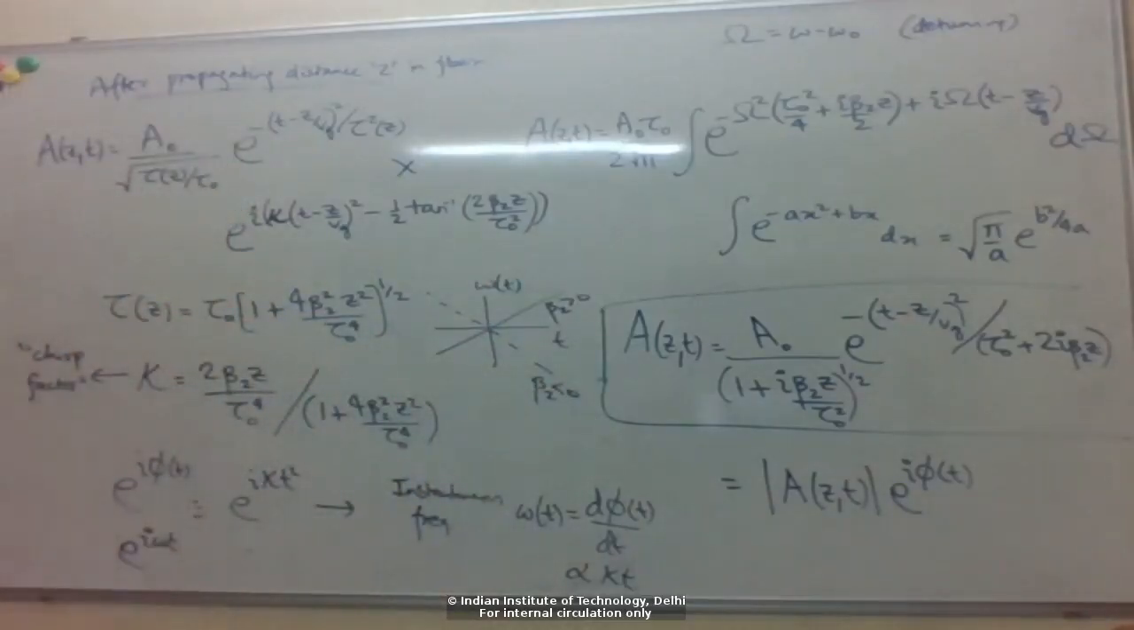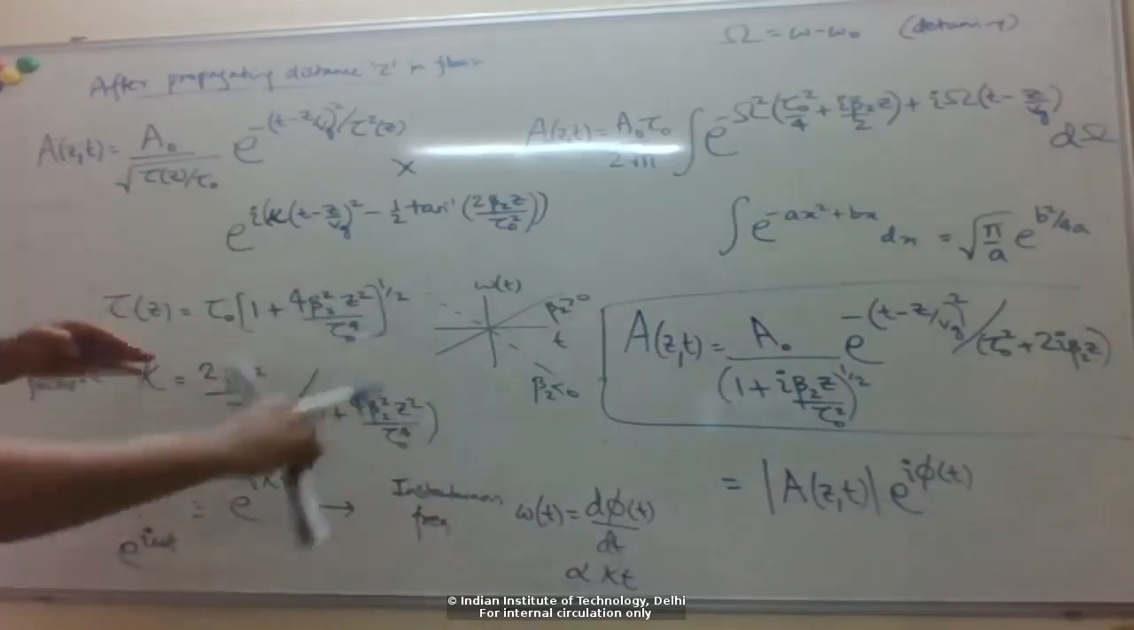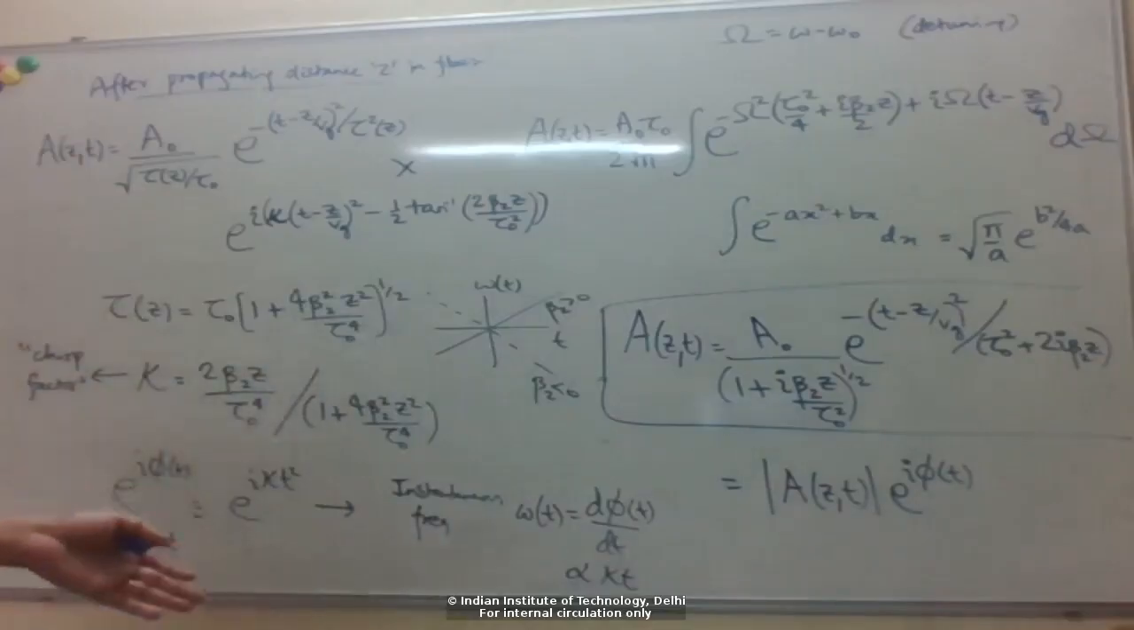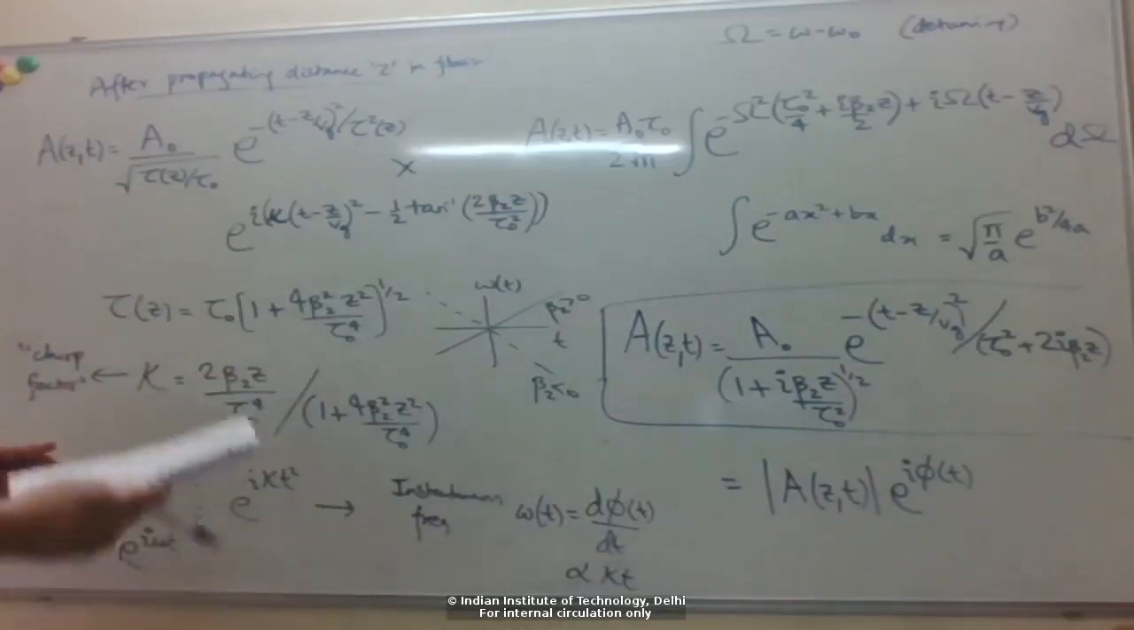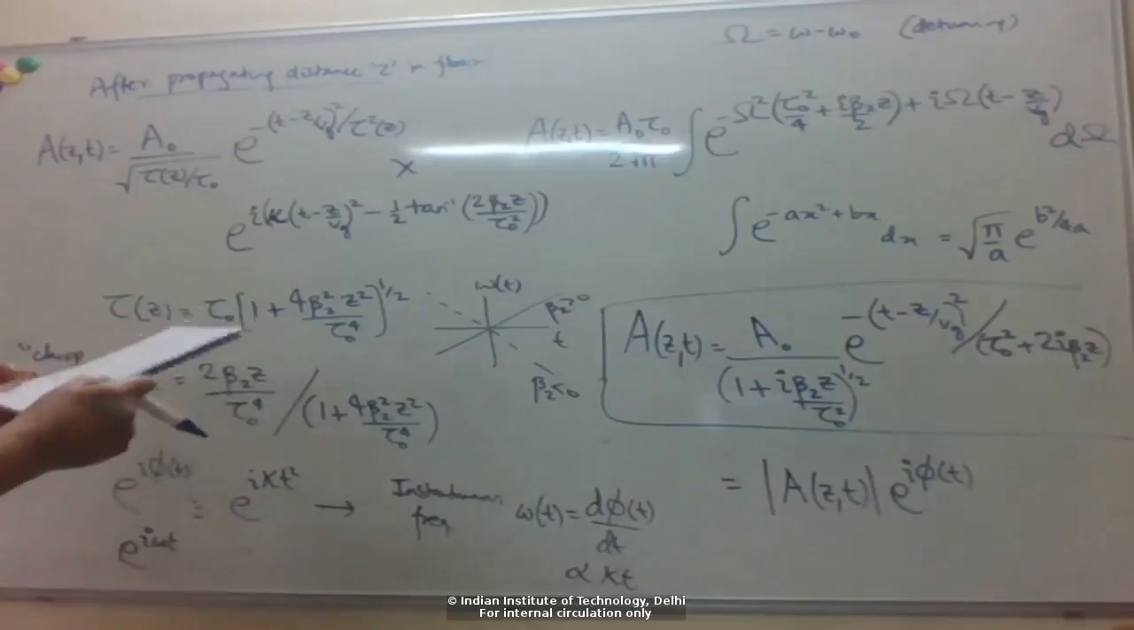So now we have rigorously derived how the pulse chirps, and the chirping also leads to broadening. Along with the broadening, the peak amplitude goes down. That is to conserve the pulse energy, because we haven't taken any loss. So the total pulse energy remains the same. As it broadens, the peak amplitude goes down so that the integral of the pulse remains the same.